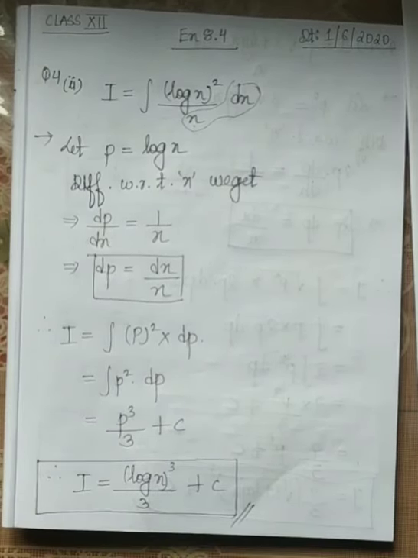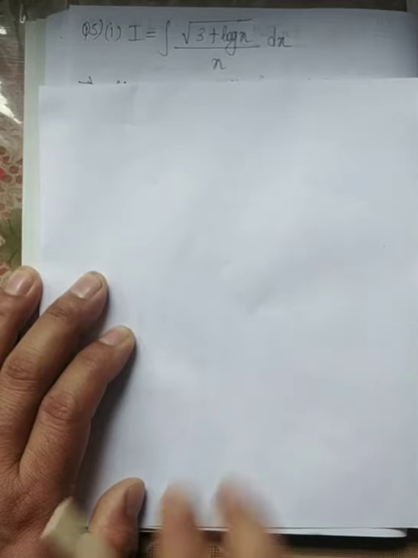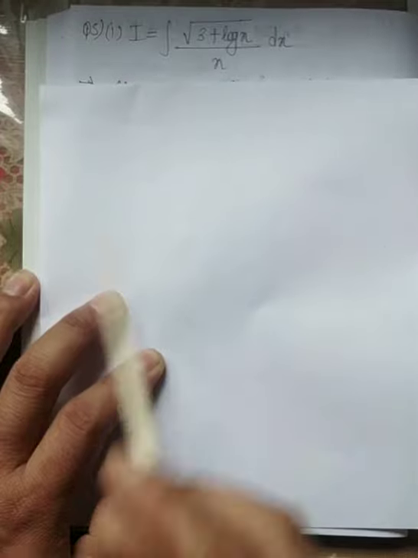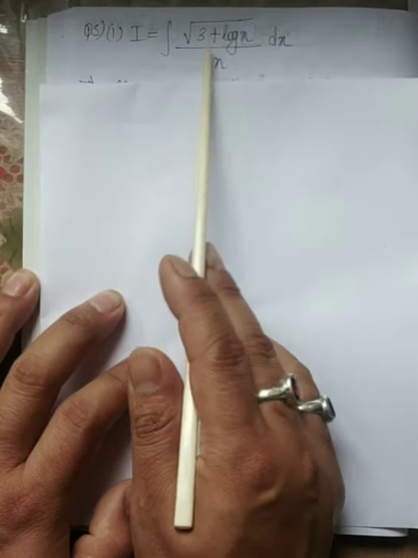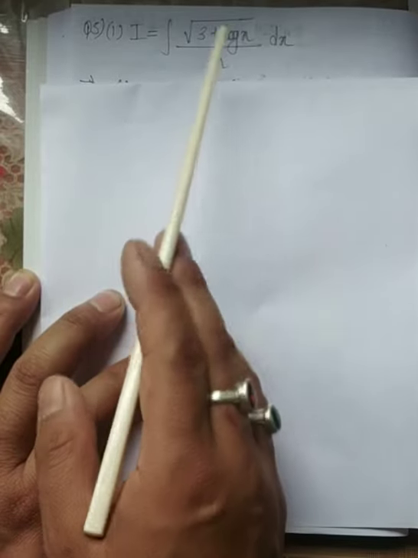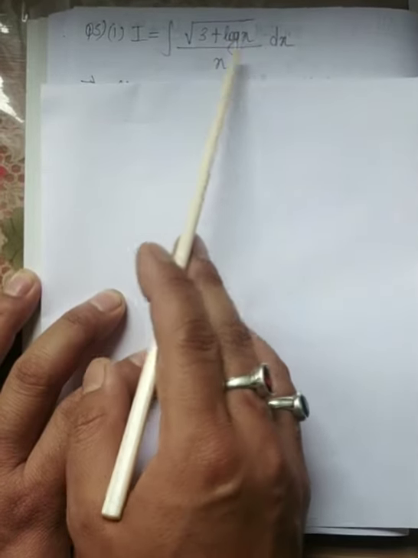So pause the video to note down. Okay, next one we take is question number 5 part 1. The question is integration of root over 3 plus log x divided by x dx. Here the integrand is root over 3 plus log x divided by x dx.